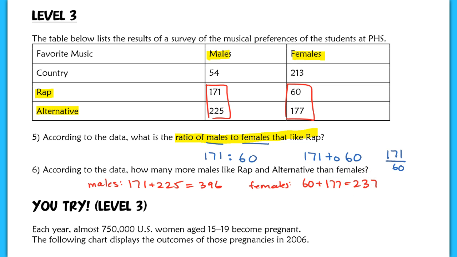And then we're going to subtract and find the difference because we want to find out how many more males there are than females. So we take 396 and subtract 237 to get 159.